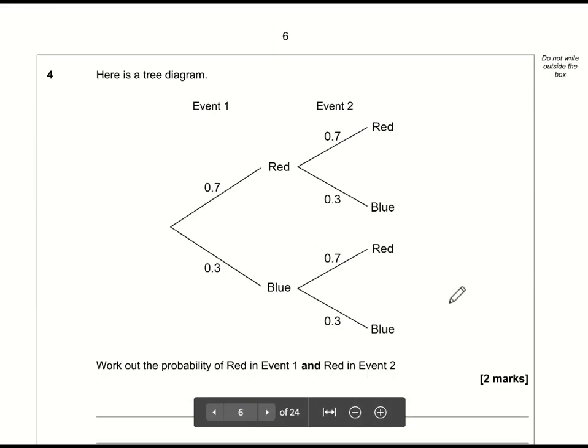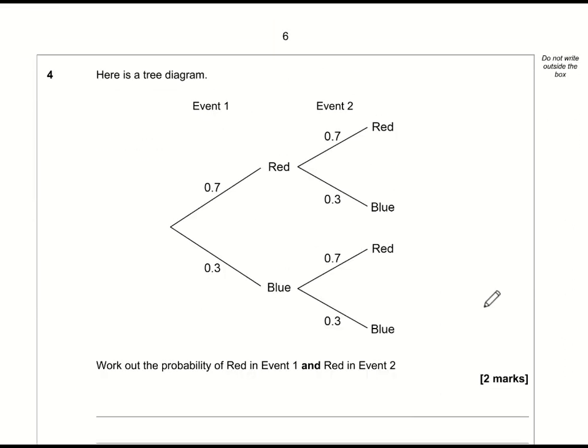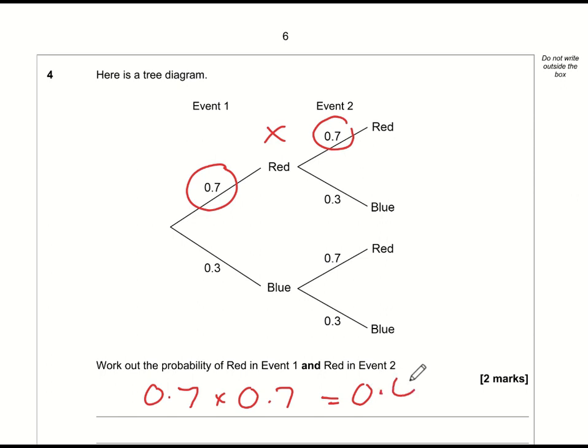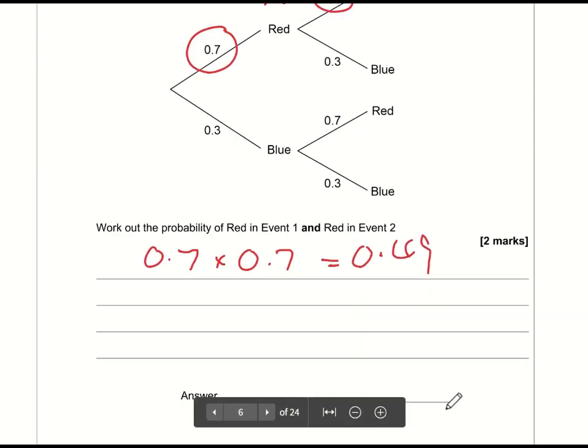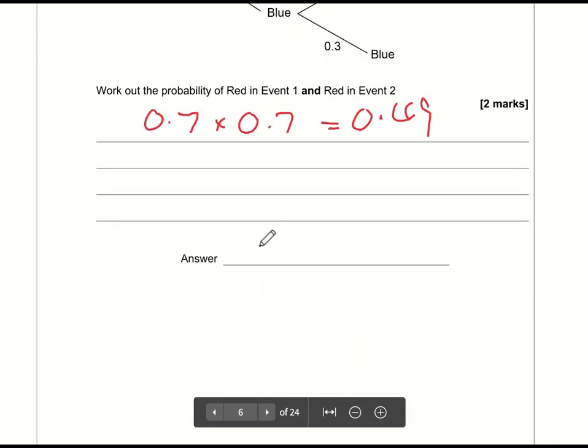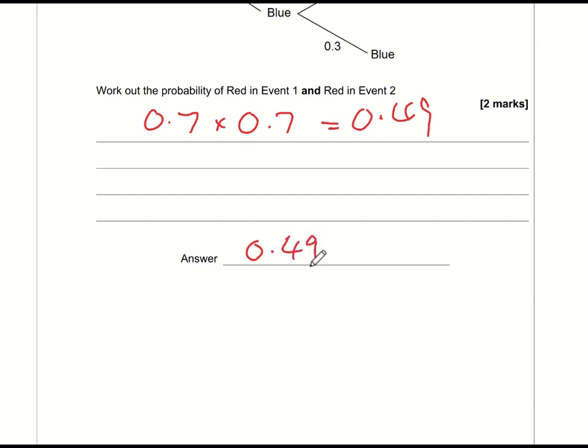Okay, here is a tree diagram. What's the probability of red in event 1 and red in event 2? The probability is 0.7 and 0.7 for event 2. We need to remember that we multiply along the branches. So 0.7 multiplied by 0.7 is 0.49. So that is the probability of red followed by red again. So 0.49.